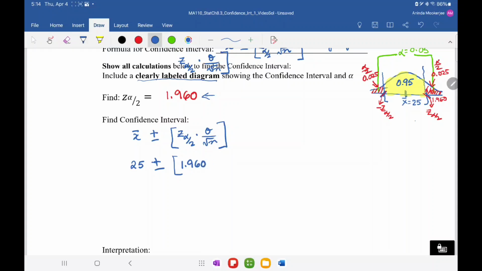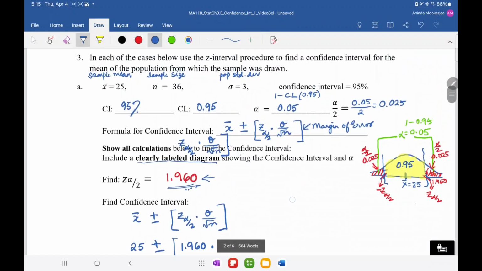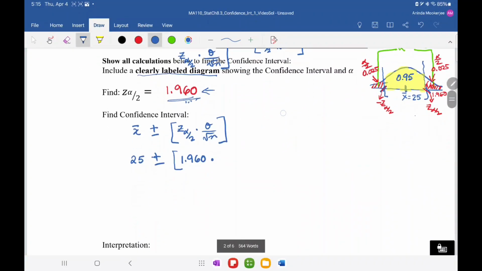Now, a common mistake that once in a while happens is that, instead of writing 1.960, students write 0.025, just alpha by 2. All right, it's not alpha by 2 that you are multiplying with. It is z of alpha by 2. In other words, you have to find the z value corresponding to alpha by 2, correct? So 1.960 is what we found from the table. It's a z value, not area. It's the z value.